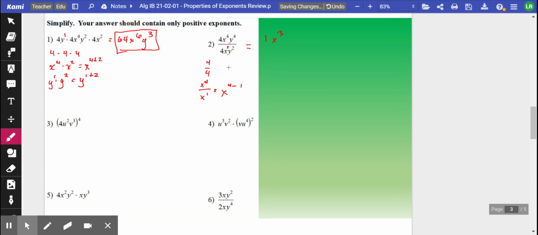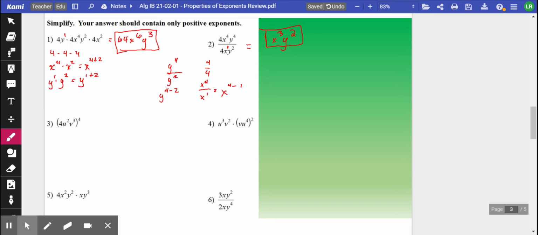The y's, we have y to the fourth divided by y squared. Well, since these are divided, I'm going to subtract the exponents. And 4 minus 2 is 2. Now, you don't have to have the 1 there, but if you do, it's okay. There's nothing to fix. We have x to the third, y squared.